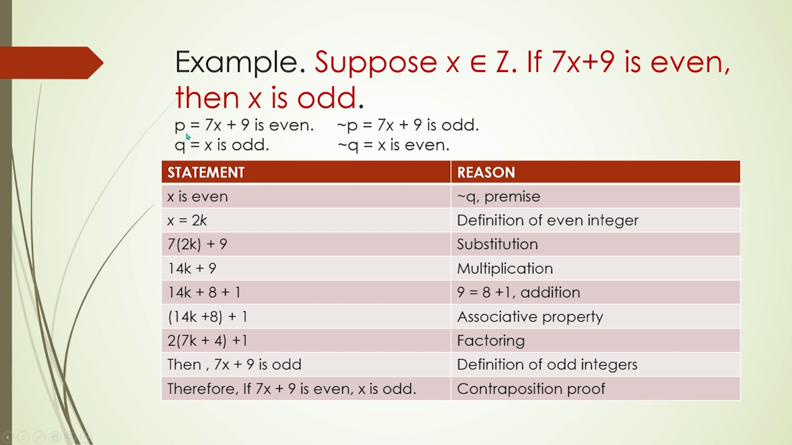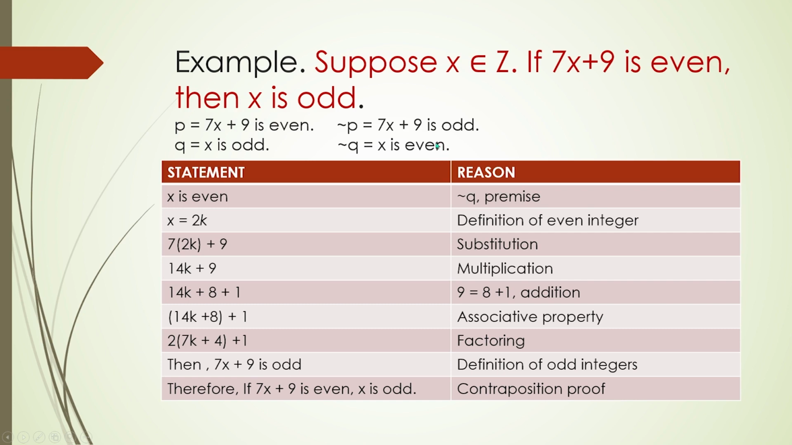Okay, so this is the original one. Suppose x is an element of integers. If 7x plus 9 is even, then x is odd. So from this group of statements, we can clearly see that 7x plus 9 is even. That's our premise. And then if we are going to negate this, the opposite of even is odd. So not P is 7x plus 9 is odd. And then our original conclusion, x is odd. And if we are going to negate it, that would be x is even.